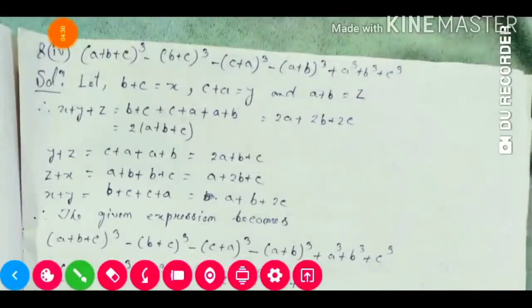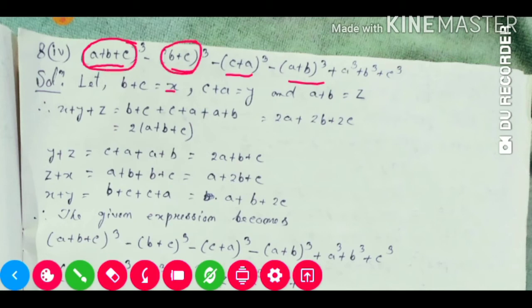Question number 8.4. So here you see in this question, this one is a plus b plus c whole cube. And these three are like terms only, two terms are there inside, but here there are three terms inside. So we will consider this b plus c is our x, c plus a is equal to our y, and a plus b is equal to our z. We will consider this one. This one is our three terms. For this one we are not considering this one.